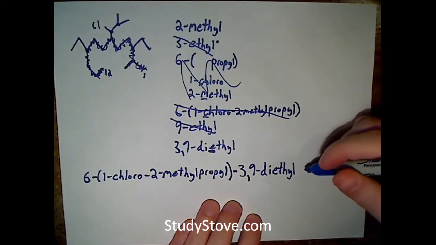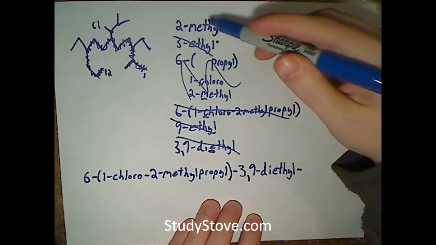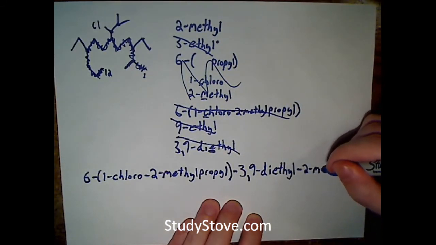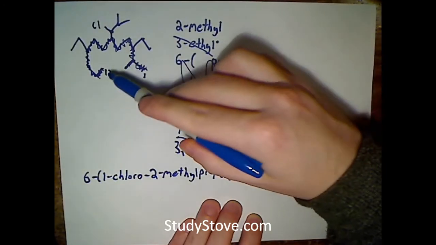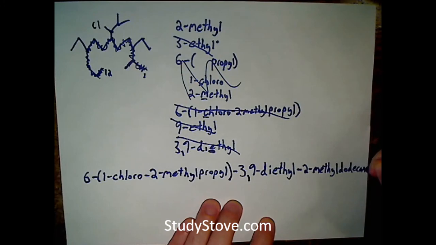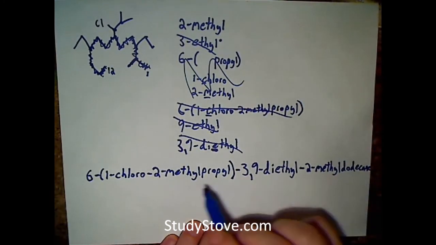Wow, that's a long name. And then we put another dash to separate. And our last group is 2 dash methyl. And then because we have 12 carbons, it's a dodecane, so no dash. See if this fits. Dodecane. Just fits. Alright, so this is the name of this molecule.